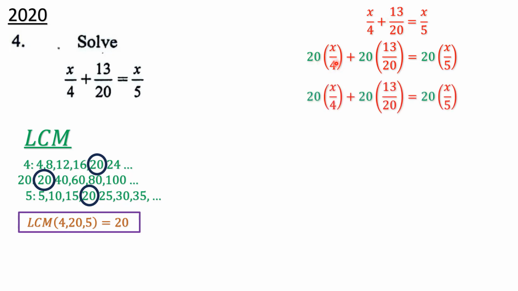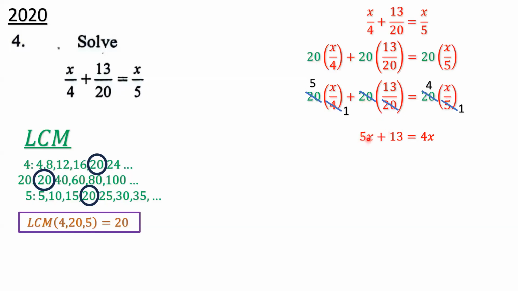Now, we know that 4 goes into itself once, and 4 goes into 20 5 times. We can also cancel these two 20s, and we know that 5 goes into itself once, and 5 goes into 20 4 times. And so we are left with 5 times x, which is 5x, right? We just have 13 here because the 20s were canceled out. And then we are left with 4 times x, which is 4x. Now we have removed the denominators, and that's why we multiply by the lowest common multiple, to remove the denominators, right?